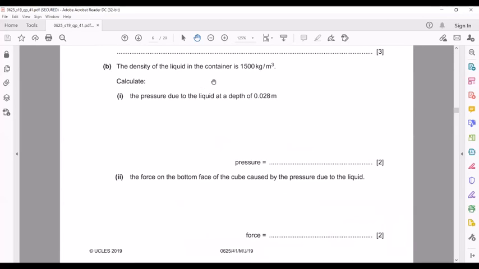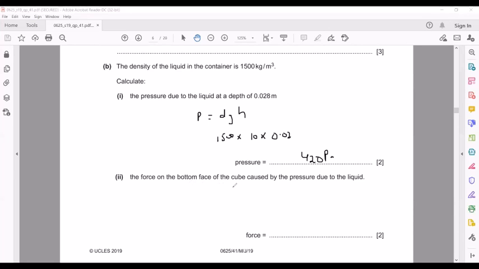The density of the liquid in a container is 1500. The pressure due to the liquid at a depth of 0.02. So what is the pressure due to the liquid? As we know, the pressure exerted by the liquid depends on the density, gravity and depth. So rho g h, or d g h. Always write the formula when you are solving a question. So density is 1500, gravity is 10 and the depth is 0.02. What is the final answer? 420 Pascal. That is the pressure exerted by the liquid.